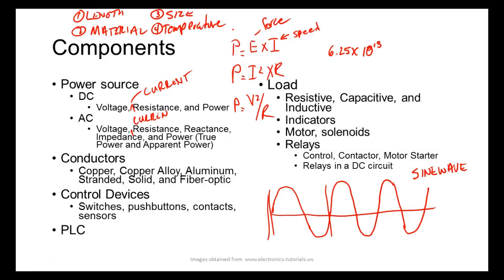So, what's the best conductor of electricity? What's the best metal conductor of electricity? See, everybody wants to say, I heard two nine. Silver. What's the second best conductor of electricity? Copper. What's the third best conductor of electricity? Copper alloy.